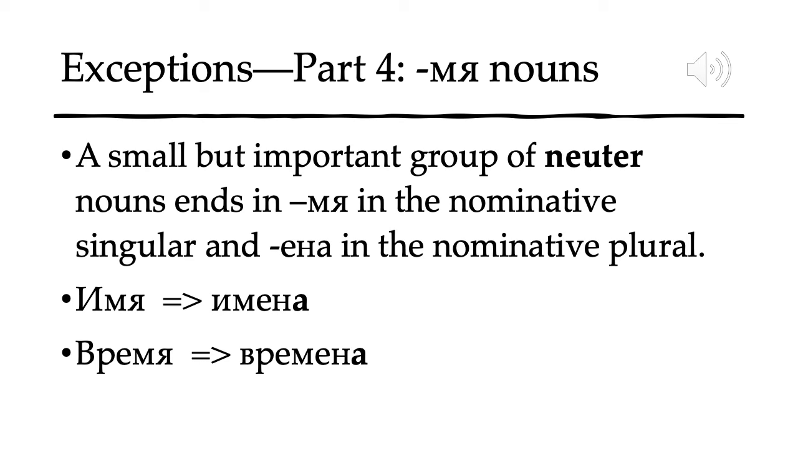Nouns in this group that end in mja in the nominative singular end in yna in the nominative plural, and it's frequently stressed. The two most important nouns in this group are imya, first or given name, which becomes imina in the nominative plural, and vremya, time, which becomes vrimina in the nominative plural.